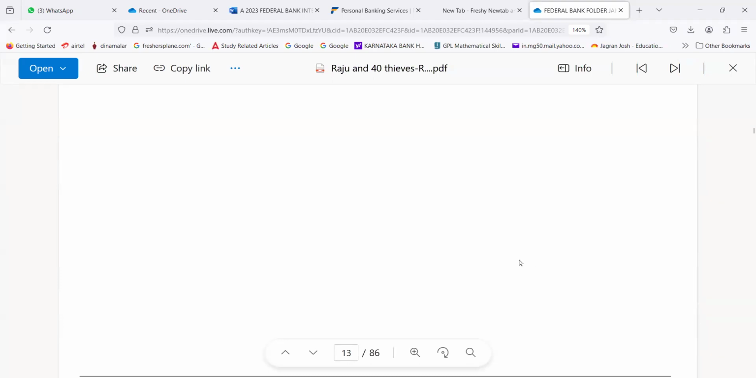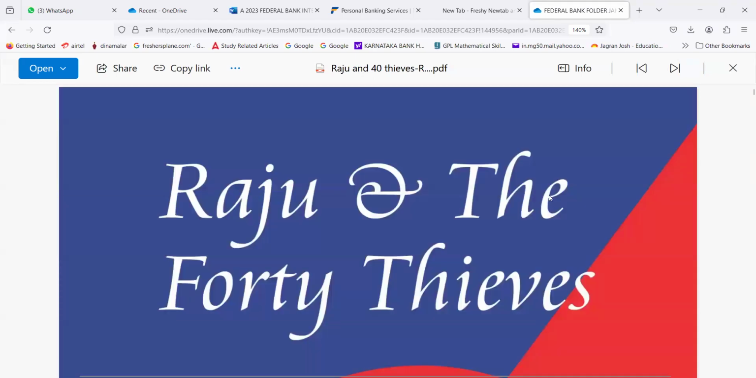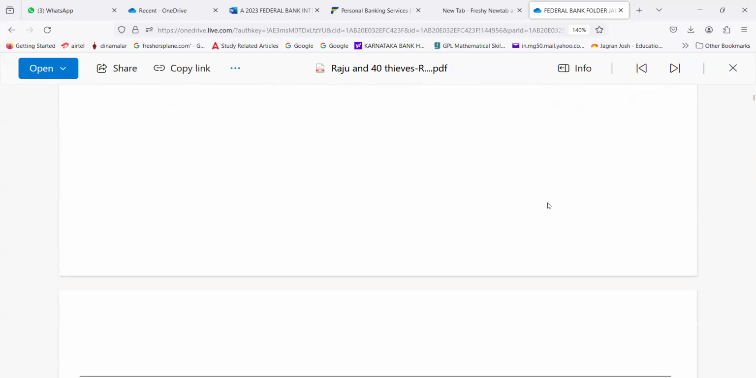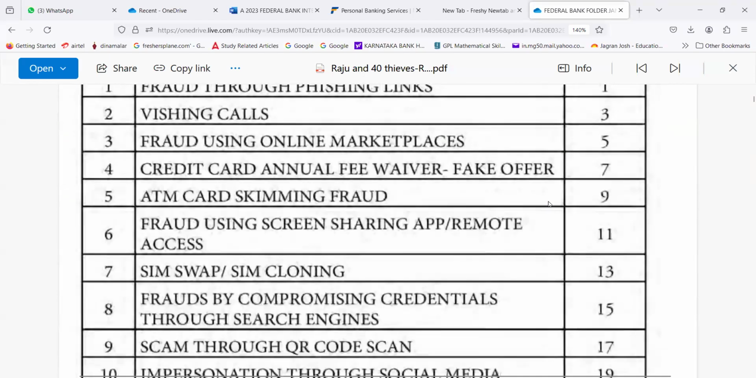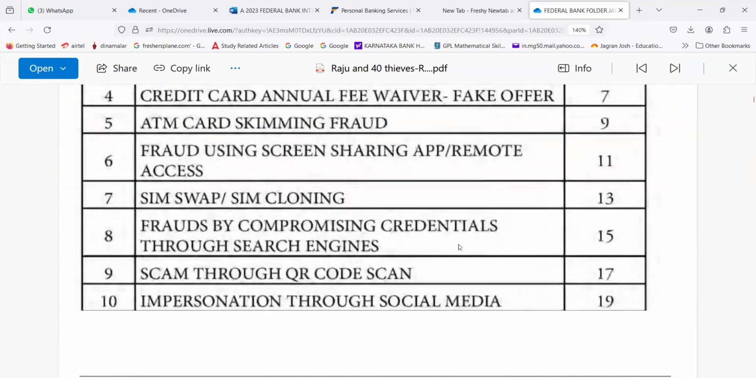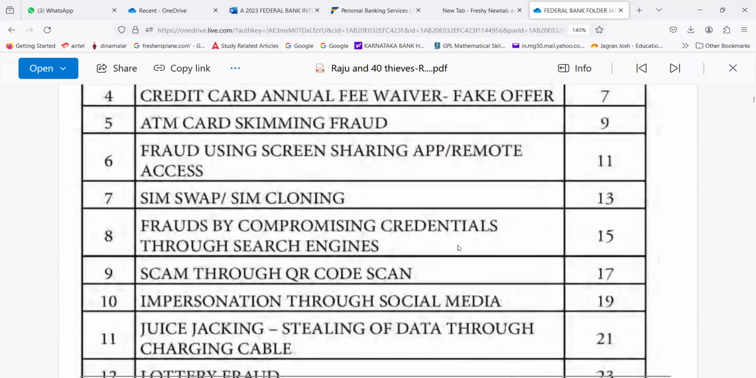Many of us may not be thorough with that. That is why these problems are happening. And of course, it depends. Even this book is very interesting, sir. We didn't know about this book. Yeah, we are very alert, but sometimes we commit mistakes. Now, please read number 6. Yes, sir. 6, fraud using screen sharing app, remote access. Correct. 7, SIM swap, SIM cloning.